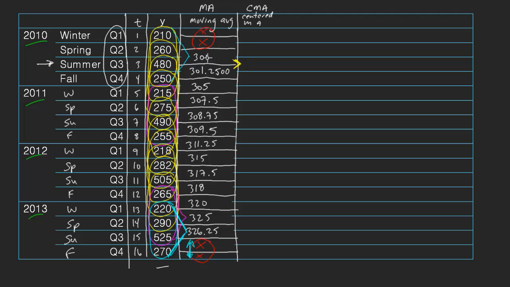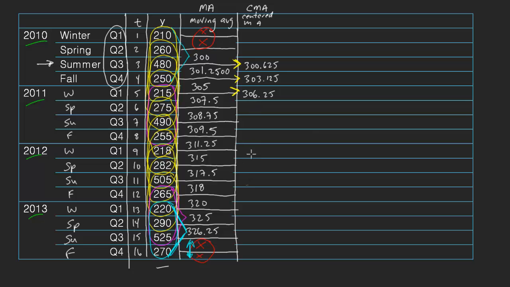So I'm going to take the average of 300 and 301.25. That average comes out to be 300.625. I then take my next average of, like I said, always 2 at a time. Never anything different. So I'm going to take the average of these 2. And so that gives me the average of 301.25 and 305. Average those out, and you'll get 303.125. My next average is going to be the average of 305 and 307.5. And so when you do that, it comes out to be 306.25, and so on.